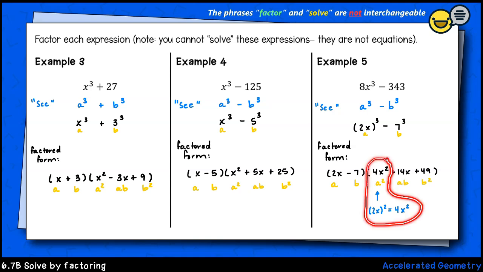Pay very close attention here to that a squared term in the trinomial. It's 4x squared because we are squaring the entire quantity a. That's 2x quantity squared, which is 4x squared, not 2x squared.